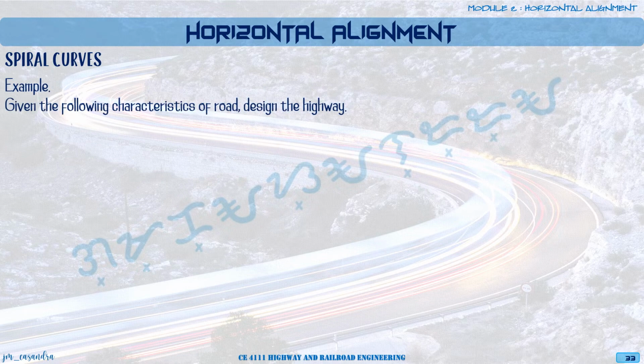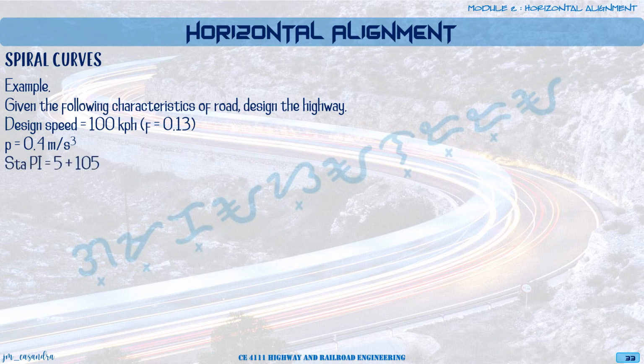To understand the design of spiral curves, let us solve some examples. Given the following characteristics of the road, we will now design the given highway. We have a design speed of 100 km/h with friction 0.13. The jerk, or the rate of change in acceleration, is 0.4 meters per second cubed. The station of the point of intersection is 5+105. The road width is 14 meters, which is a 4-lane two-way highway.